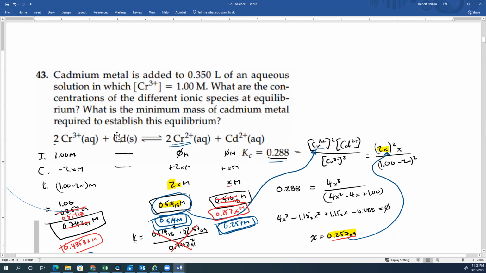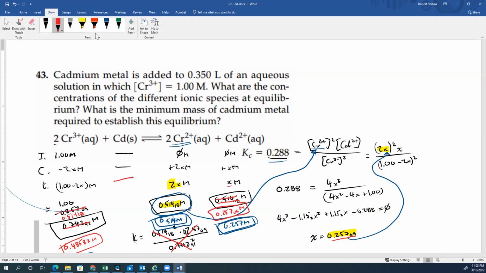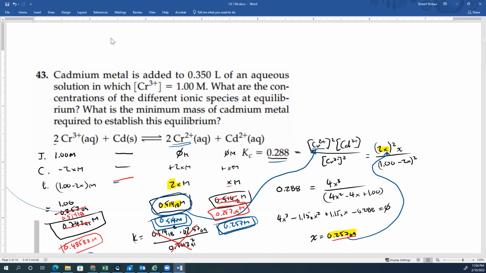There are two questions. What is the minimum mass of cadmium metal required to establish this equilibrium? All right, so this is just going to be straight stoichiometry. We have to have enough cadmium metal, and this is how we can figure out how much. Now, we have to get comfortable working with molarity and moles, that kind of stuff.